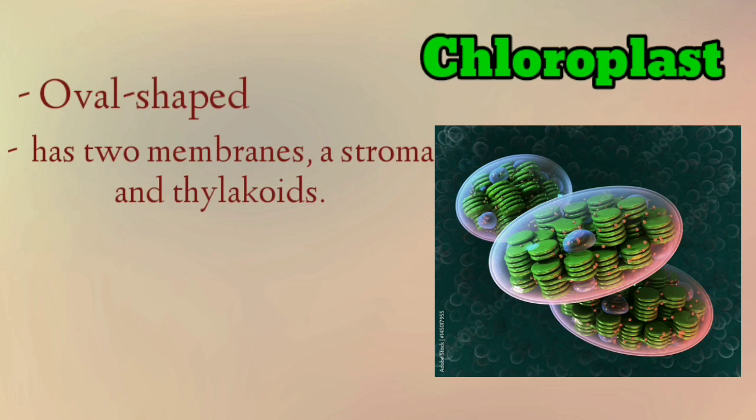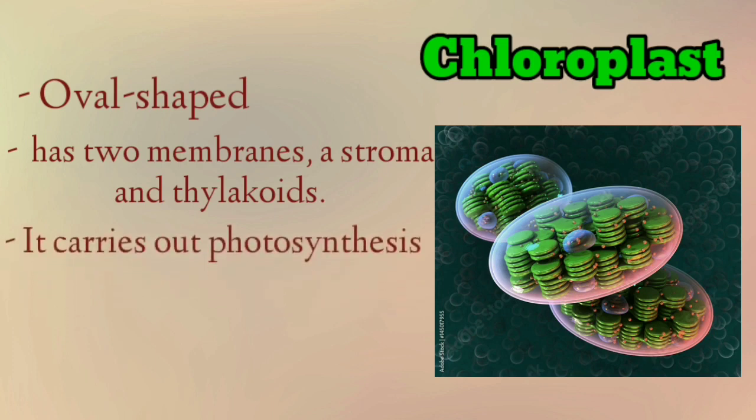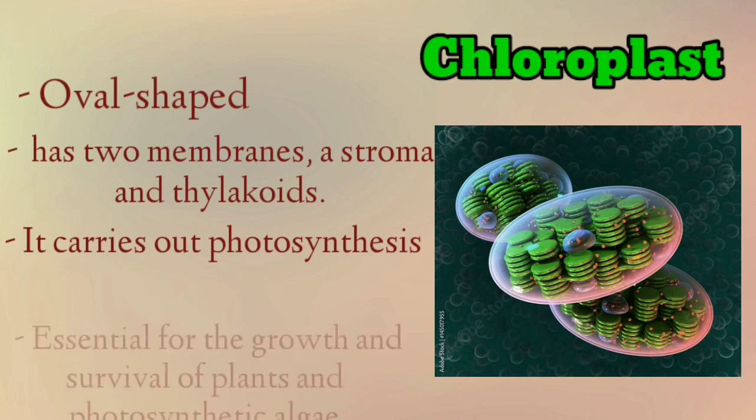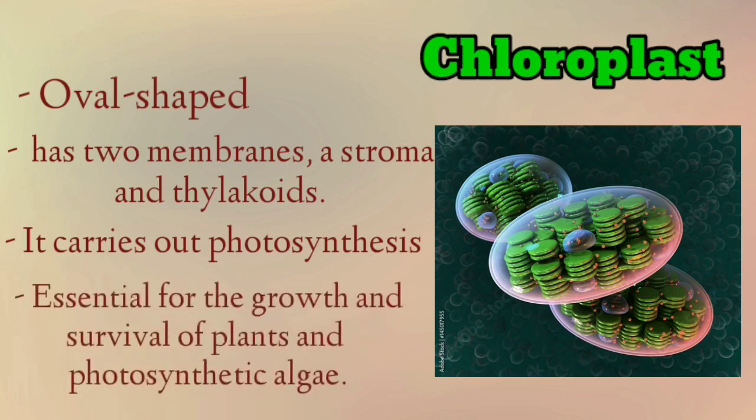This chloroplast carries out photosynthesis, which is the process of converting light energy to energy stored in the form of sugar and other organic molecules that the plants use as their foods. This cell organelle is also essential for the growth and survival of plants and photosynthetic algae.